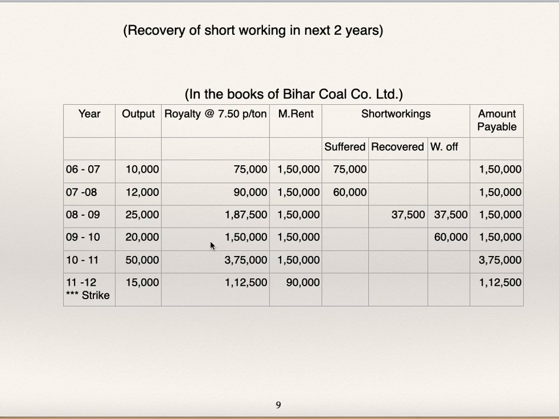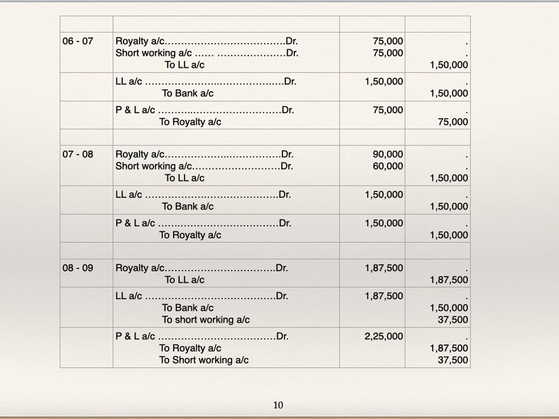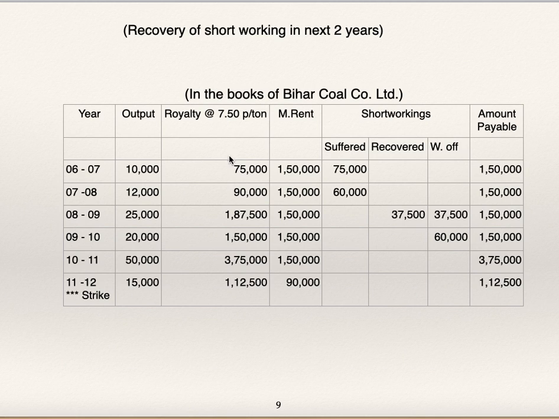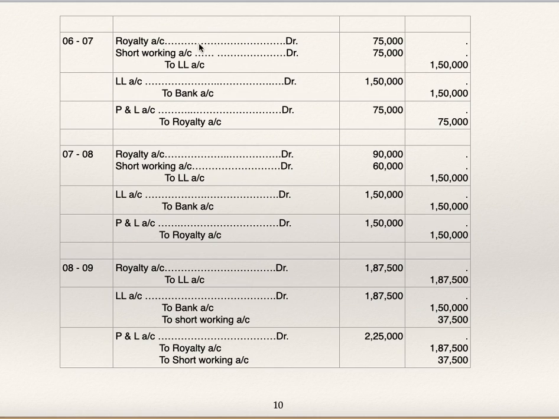Once you prepare this table, preparation of journal entries is very simple. Now we'll see journal entries. In the year 6-7, royalty account debit 75,000, short working account debit 75,000 to landlord 1,50,000. Royalty debit 75,000, short working debit 75,000. Suffered column short working, whatever you have to debit this. Simple to remember. Royalty debit, short working debit to landlord. Landlord to bank is the second entry. And last entry is profit and loss to royalty.